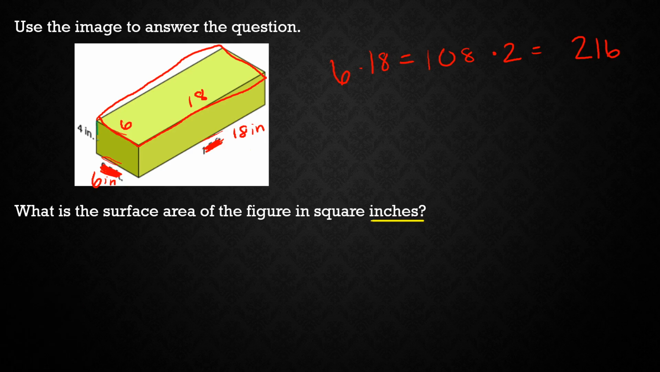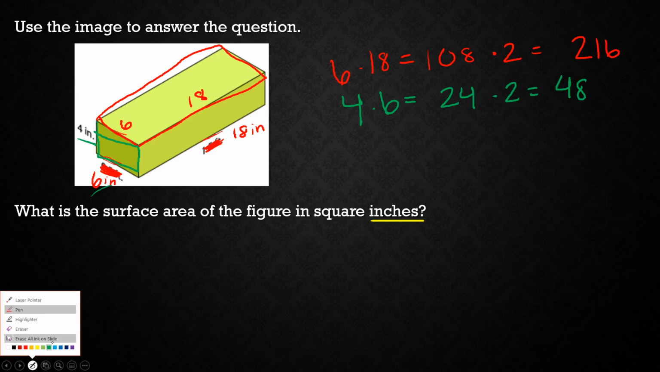Let's do this front side here. And I have 4 times 6, right? My length is 4 with the 6. It's going to give me 24. Multiply that by 2 to give me 48.